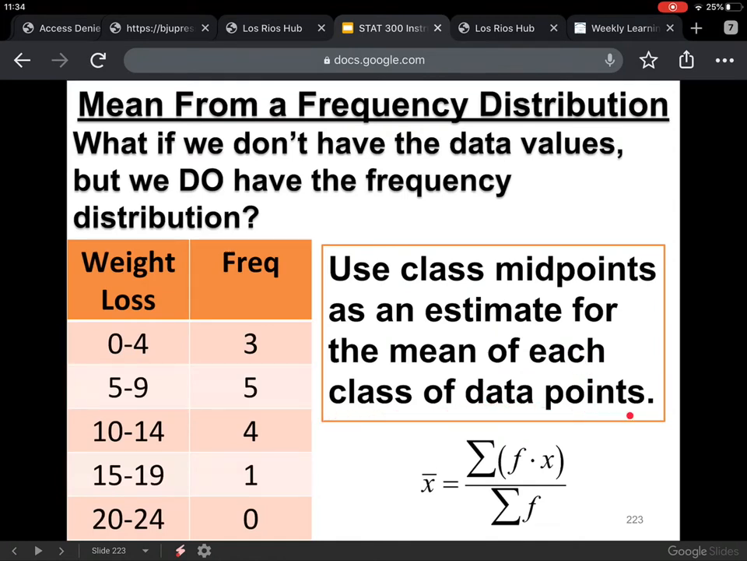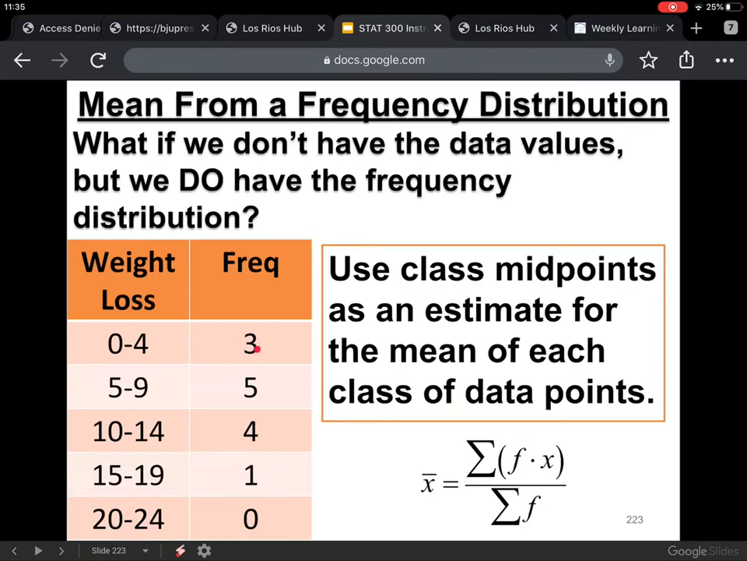So here's the problem. It says weight loss. Let's say this is 0 to 4 pounds, and 3 people lost 0 to 4 pounds. Okay? So here's the issue. I can't really find the average because I don't know how many of these 3 people lost 2 pounds or how many lost 3 pounds. The range in this class is 0 to 4. But it is reasonable for me to take the middle value, the midpoint between 0 and 4, which would be 2, and say, well, I'm going to use the middle value and multiply it by 3.